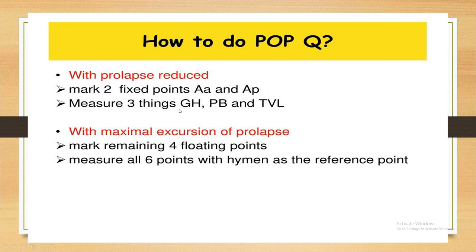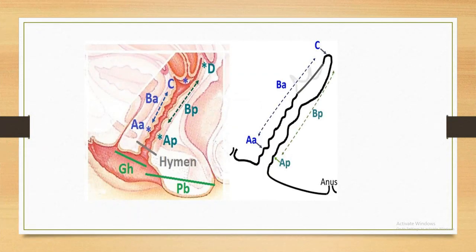With prolapse reduced, we have to measure these 3 things, that is genital hiatus, perineal body, and total vaginal length. And with maximum excursion of prolapse, we have to measure 6 points, that is AA, AP, BA, BP, and C and D. And all points we have to measure with reference to the hymen. C and D also we have to do with maximum prolapse. So see here, you can see very nicely.